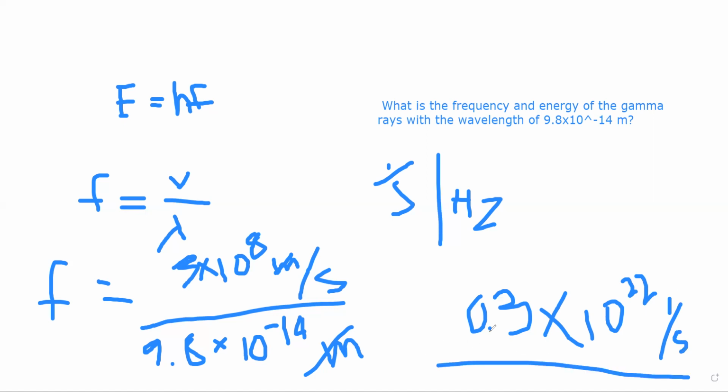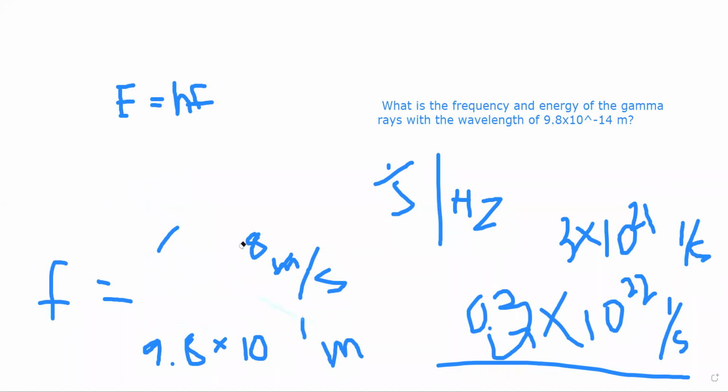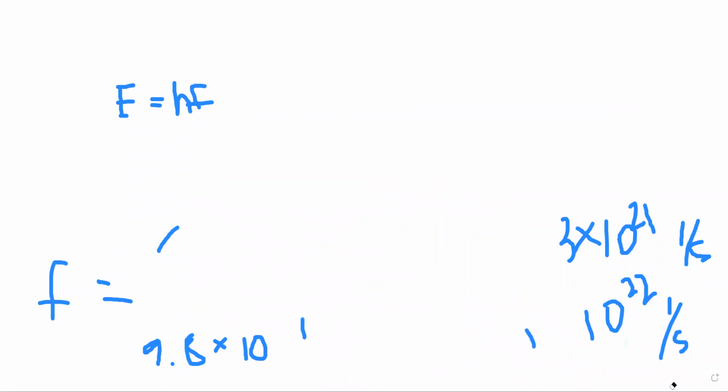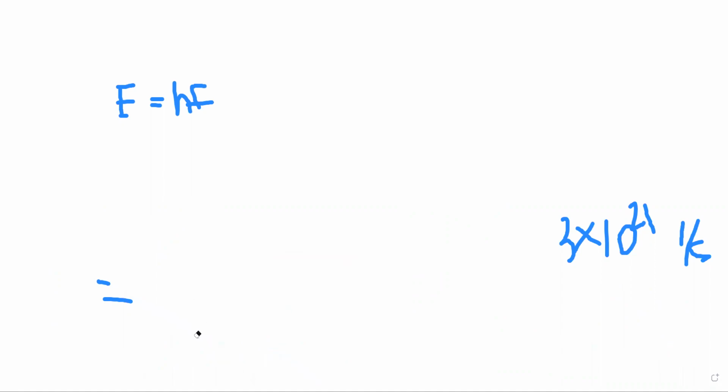Now we have the frequency. So we can also move this decimal point here to here. So this one will become 3 times 10 to the power of 21 cycle per second. That's it. Now we have this frequency. Now we are able to solve and get the energy, right? So our frequency is 3 times 10 to the power of 21 cycle per second.